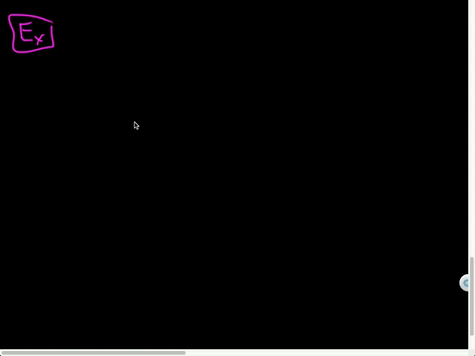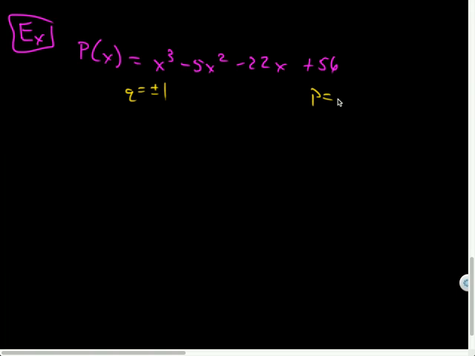I like this one. Let's do p of x equals x cubed minus 5x squared minus 22x plus 56. This is going to be some ugly math for us, but that's okay. So my q's are plus or minus 1. My p's are plus or minus 1. Then we'd have, I might write these in pairs, actually.